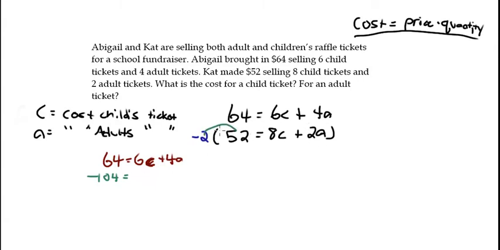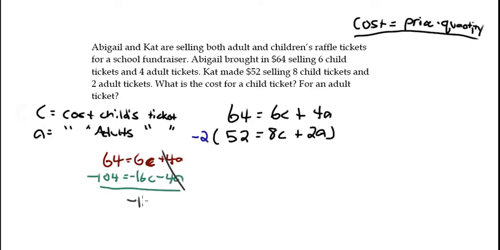So we're negative 2 times 52, negative 2 times 8c, which gives us a negative 16c, and then negative 2 times 2a, and we get minus 4a. Now we're going to see what we get when we add those. And when we do, luckily, this is literally why they call it elimination. We just eliminated one of the variables. Now we can rewrite it in terms of one variable.